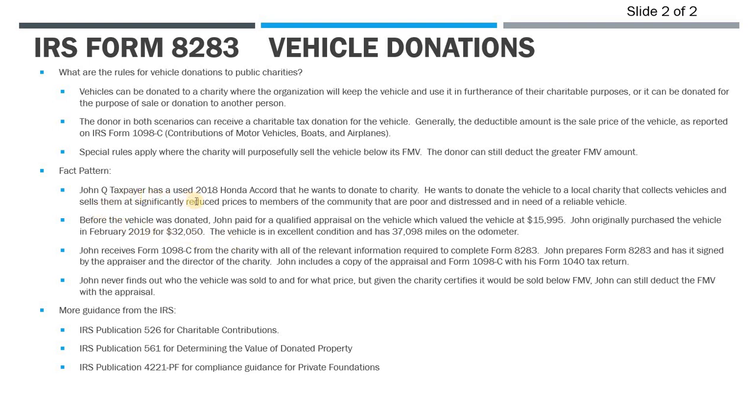So let's say we have John, taxpayer, who has a used 2018 Honda Accord, right? And he wants to donate this to charity, but specifically he wants it to go to a charity that is going to find somebody that really needs the vehicle, but they can't afford very much, and so they're going to sell it to them at a reduced rate, right? So before the vehicle is donated, John has a qualified appraisal done on the vehicle. The company values the vehicle at $15,995, and John's original purchase price back in 2019, a couple of years ago, is $32,050. So John donates this vehicle, and the charity gives him this 1098-C, which reports all the relevant information.